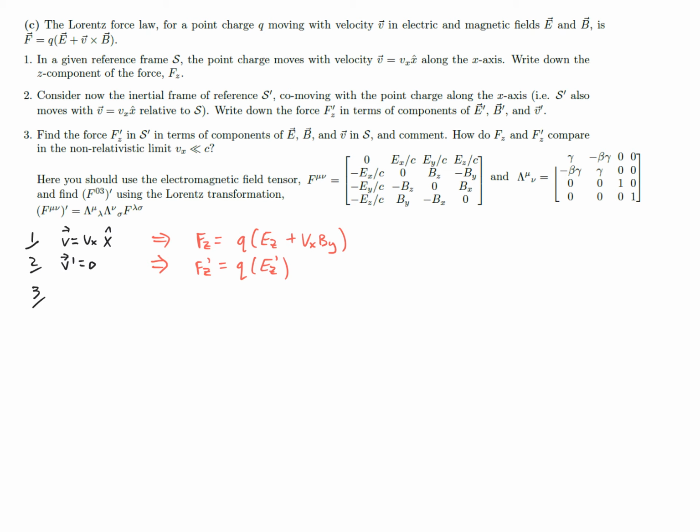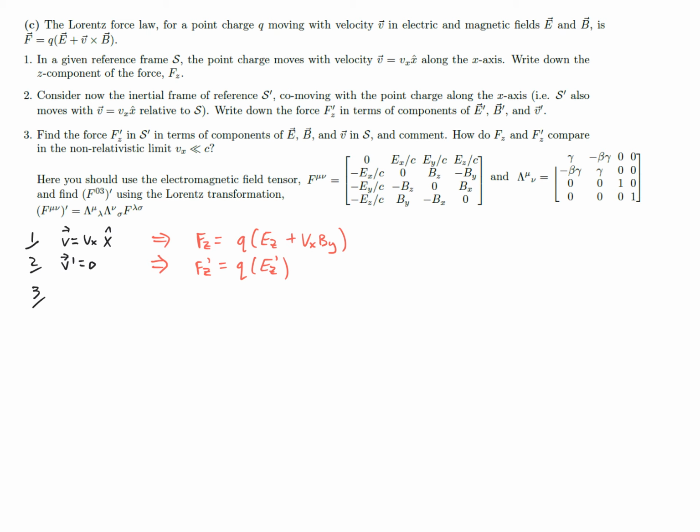It says, find the force Fz primed in S primed, not in terms of the primed components, but in terms of the unprimed components, and then comment. And then what does it look like in the non-relativistic limit? Right, so how are we going to do this? We have to transform the electric and magnetic fields. In particular, what we want is to work out Ez primed in terms of the unprimed stuff.